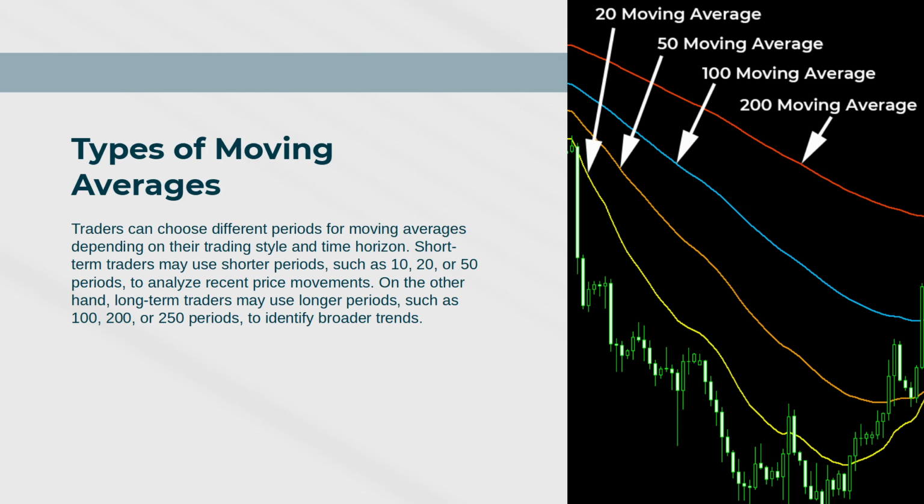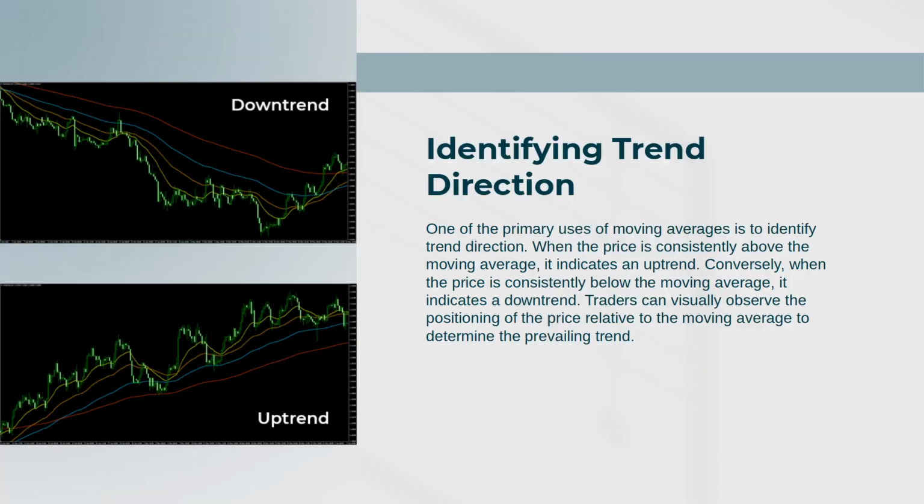Types of moving averages. Traders can choose different periods for moving averages depending on their trading style and time horizon. Short-term traders may use shorter periods such as 10, 20, or 50 periods to analyze recent price movements. On the other hand, long-term traders may use longer periods such as 100, 200, or 250 periods to identify broader trends.